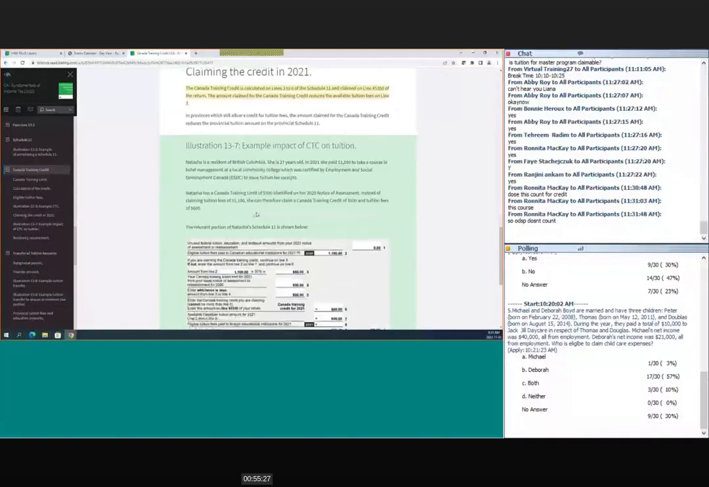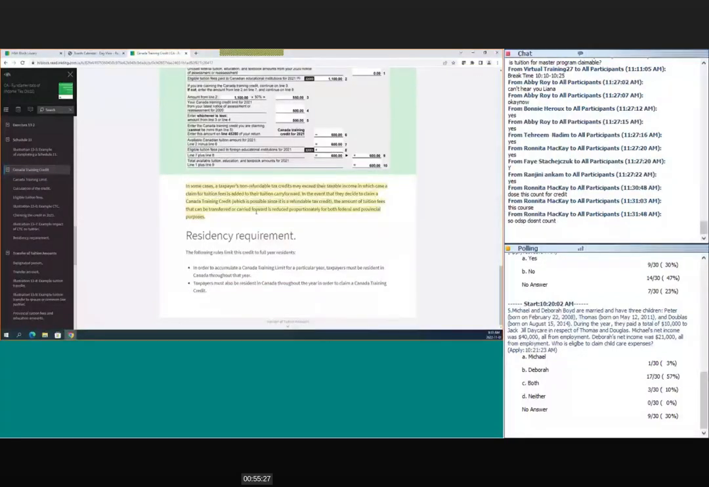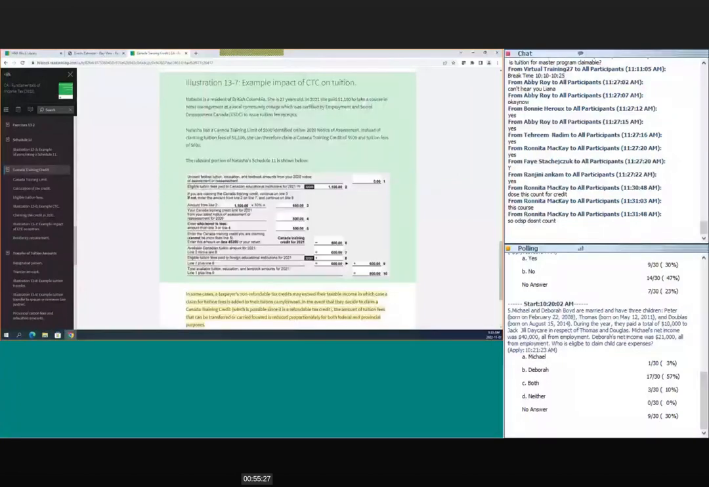So here is another example. Here's the calculation that's showing you in that section. Here's somebody who has a tuition credit, and then what's your limit? So whatever's less. So the calculation is on the Schedule 11.